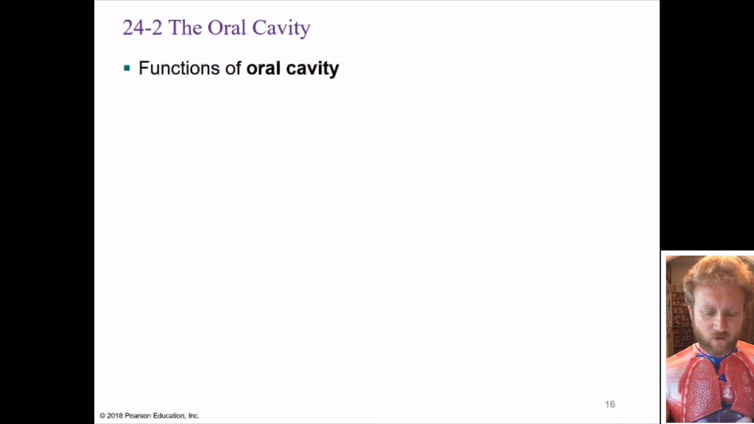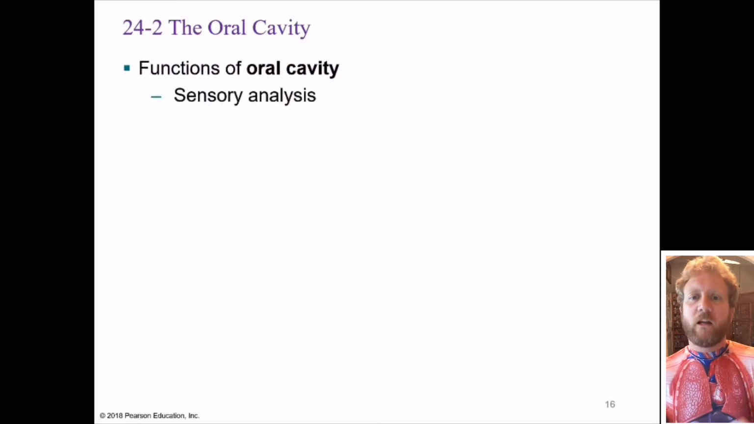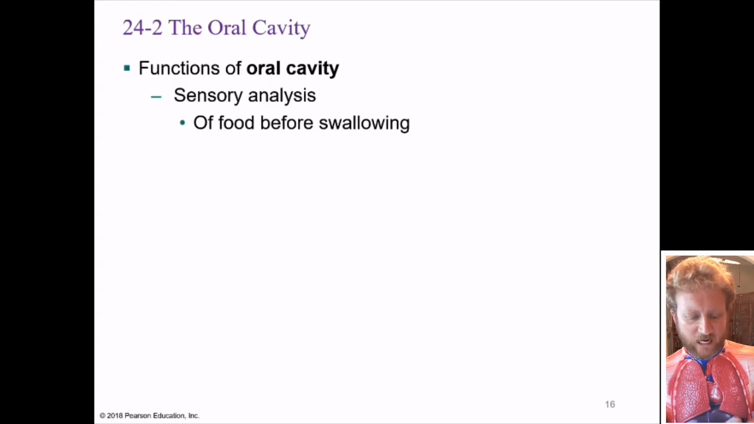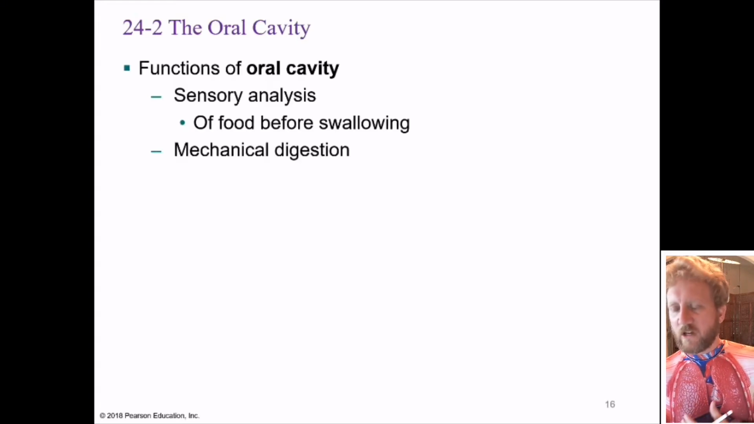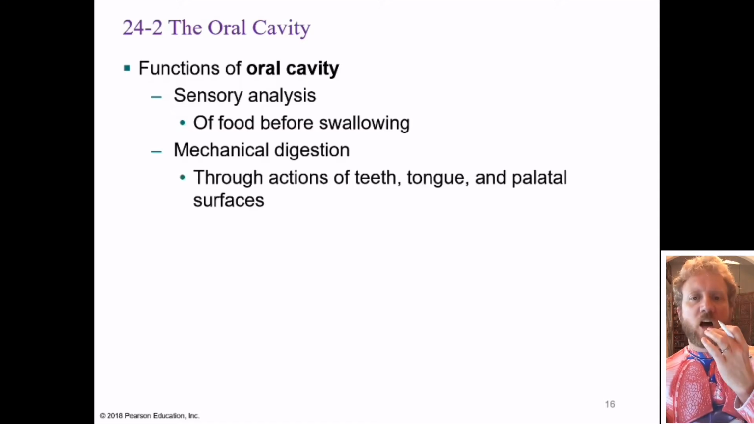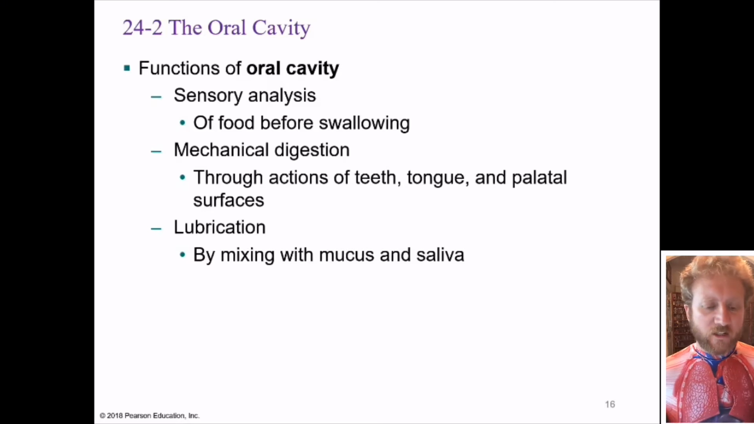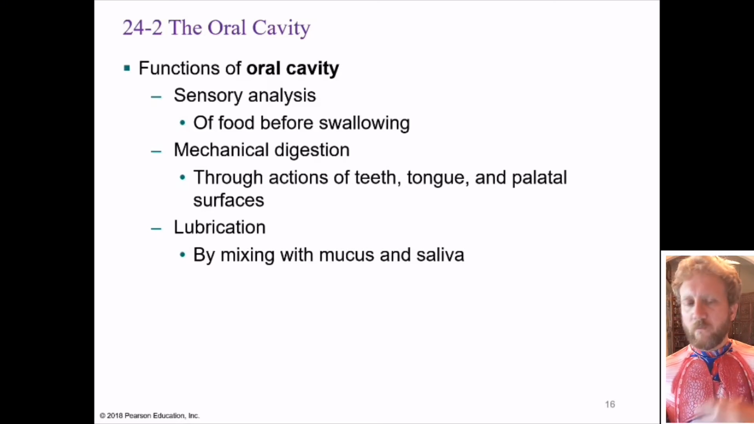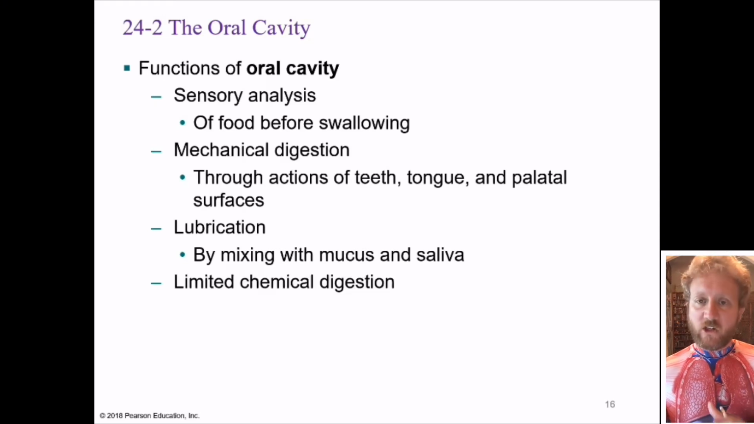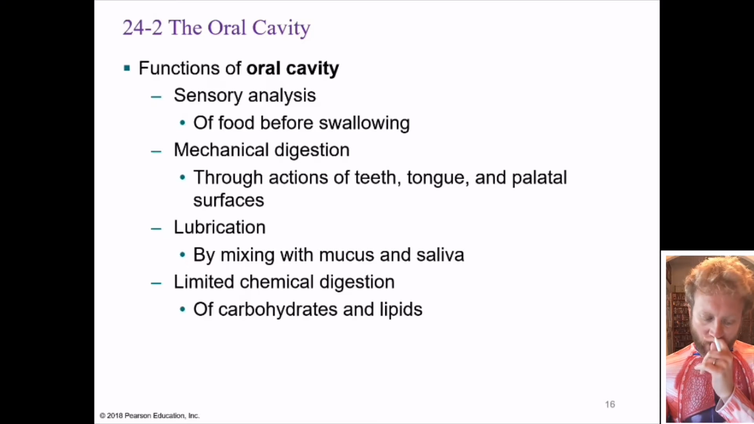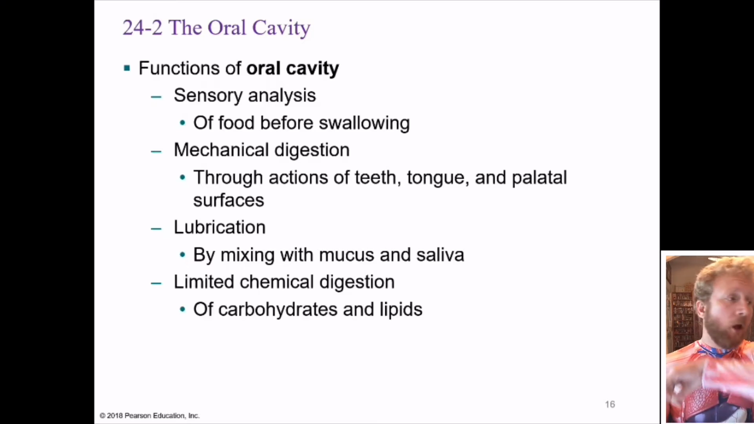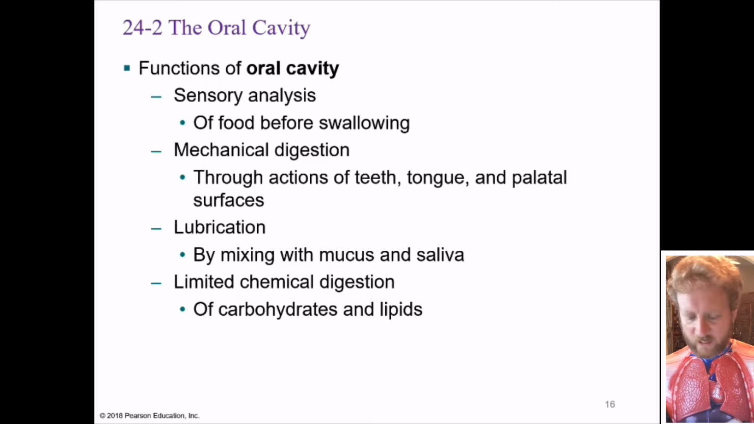So we're going to start in the oral cavity. First, we're going to talk about the functions of the oral cavity. So sensory analysis, determining if there's food, there's some touch, there's some taste, and stuff like that before it comes in. There's also mechanical digestion. There's the chewing part, right? Also, your tongue and your palate surfaces are going to help sort of break that stuff down also. Lubrication. There's some mucus going on. Mostly it's going to be saliva, to help moisten things, move things along, and stuff like that. Limited chemical digestion is also going to be taking place primarily with your carbohydrates and some of your lipids. And we're going to mention those proteins here in just a second.